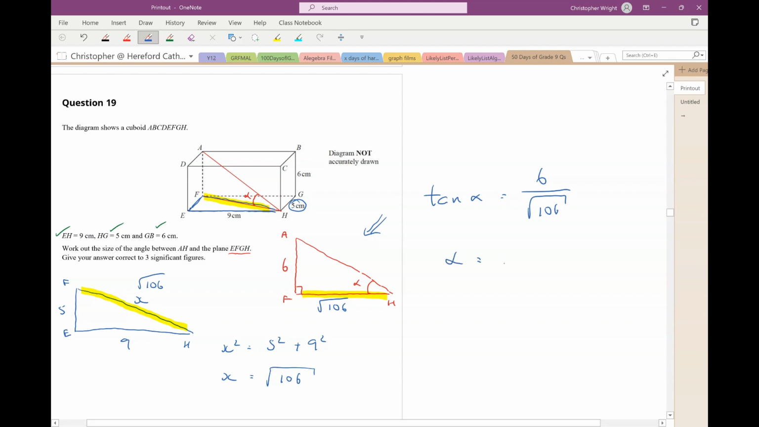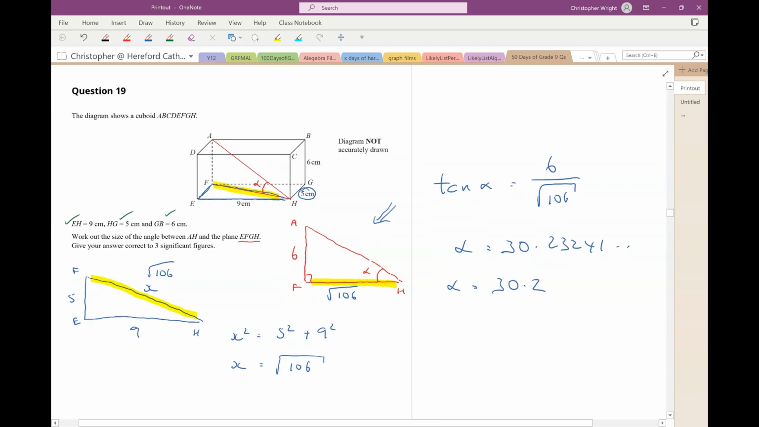And on my calculator, I get 30.23241 and so on. And so to 3 significant figures, my answer is going to be that the angle is 30.2. And that is question 19 done.